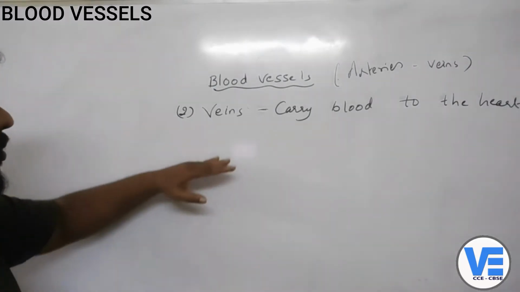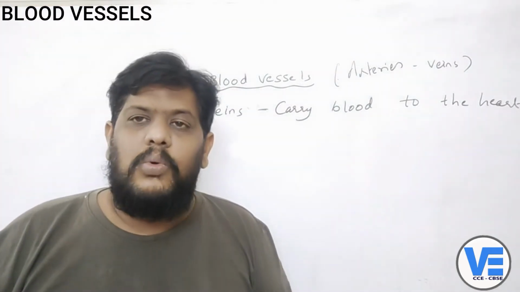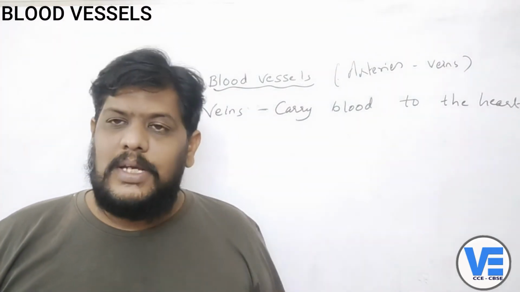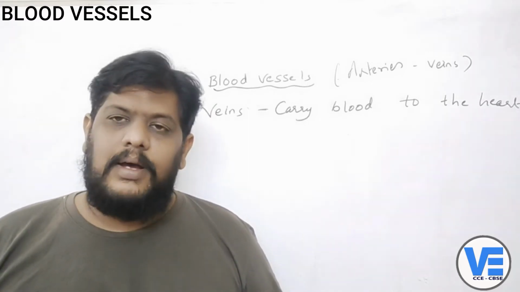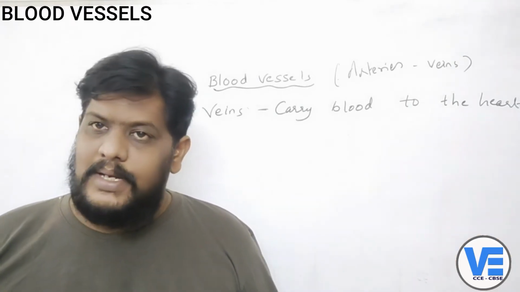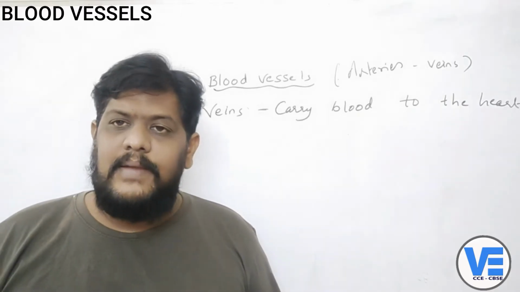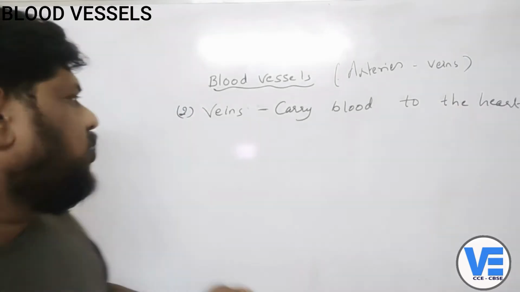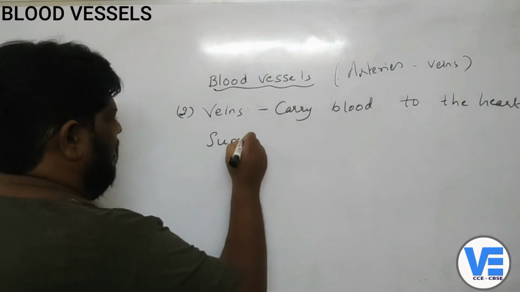Now there are three major veins. The large veins are called the Vena Cava. The large arteries we call the aorta; in the same way, the large veins are called the Vena Cava. So the first vein we are talking about is the superior vena cava.